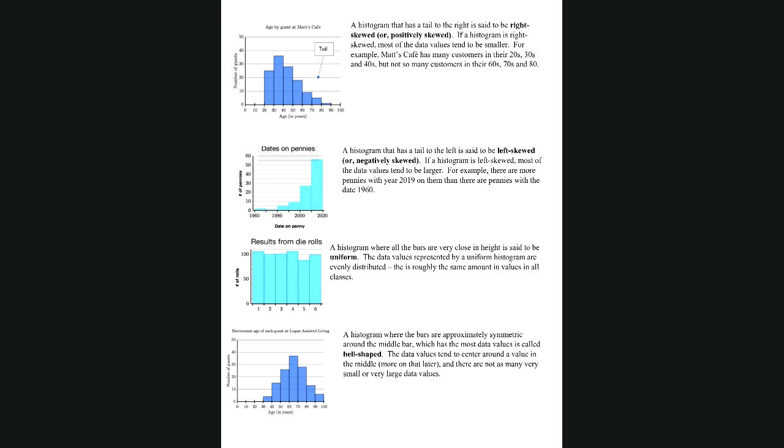All right. So a histogram where all the bars are very close in height is said to be uniform. So this is uniform. The data values represented by a uniform histogram are evenly distributed. That should be there. Sorry. There's roughly the same amount of values in all classes. I need to proofread these better.